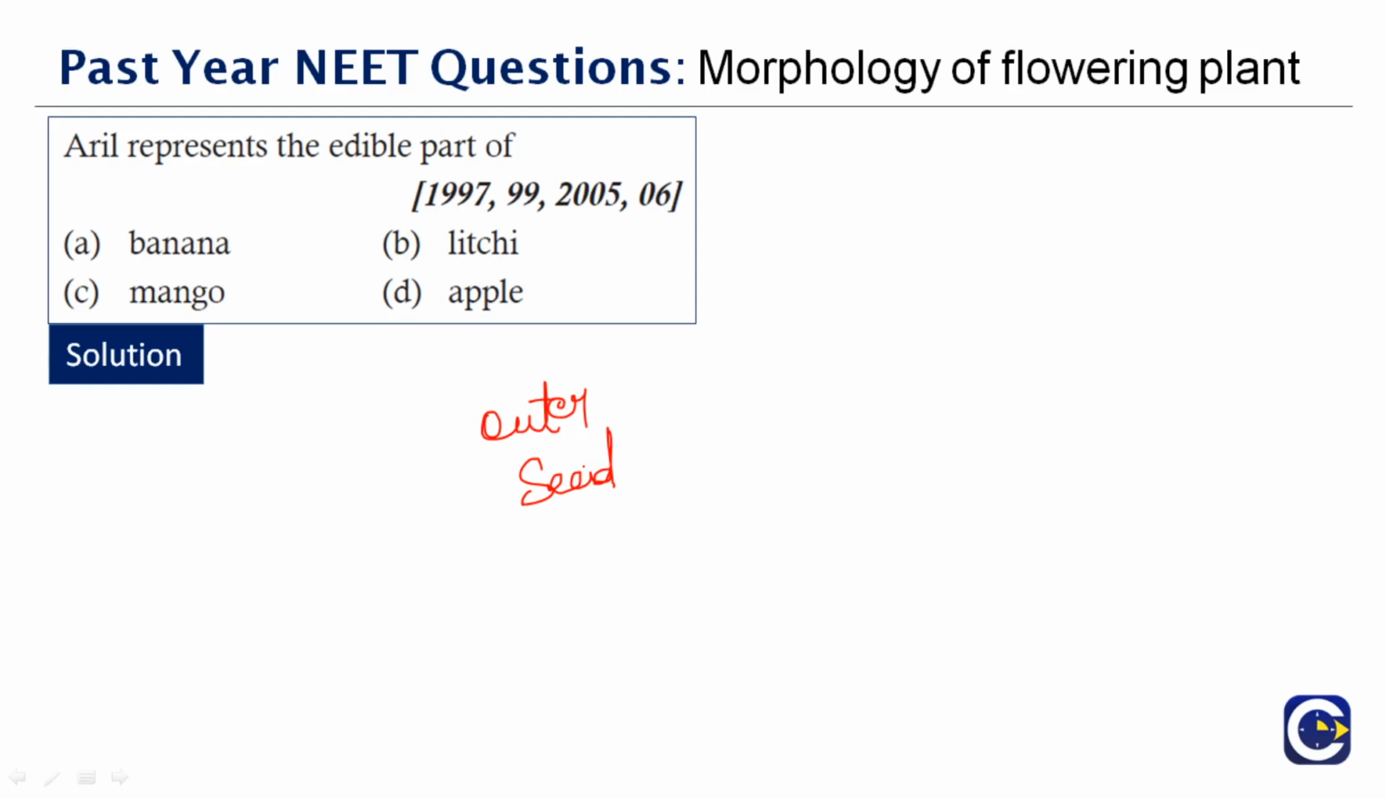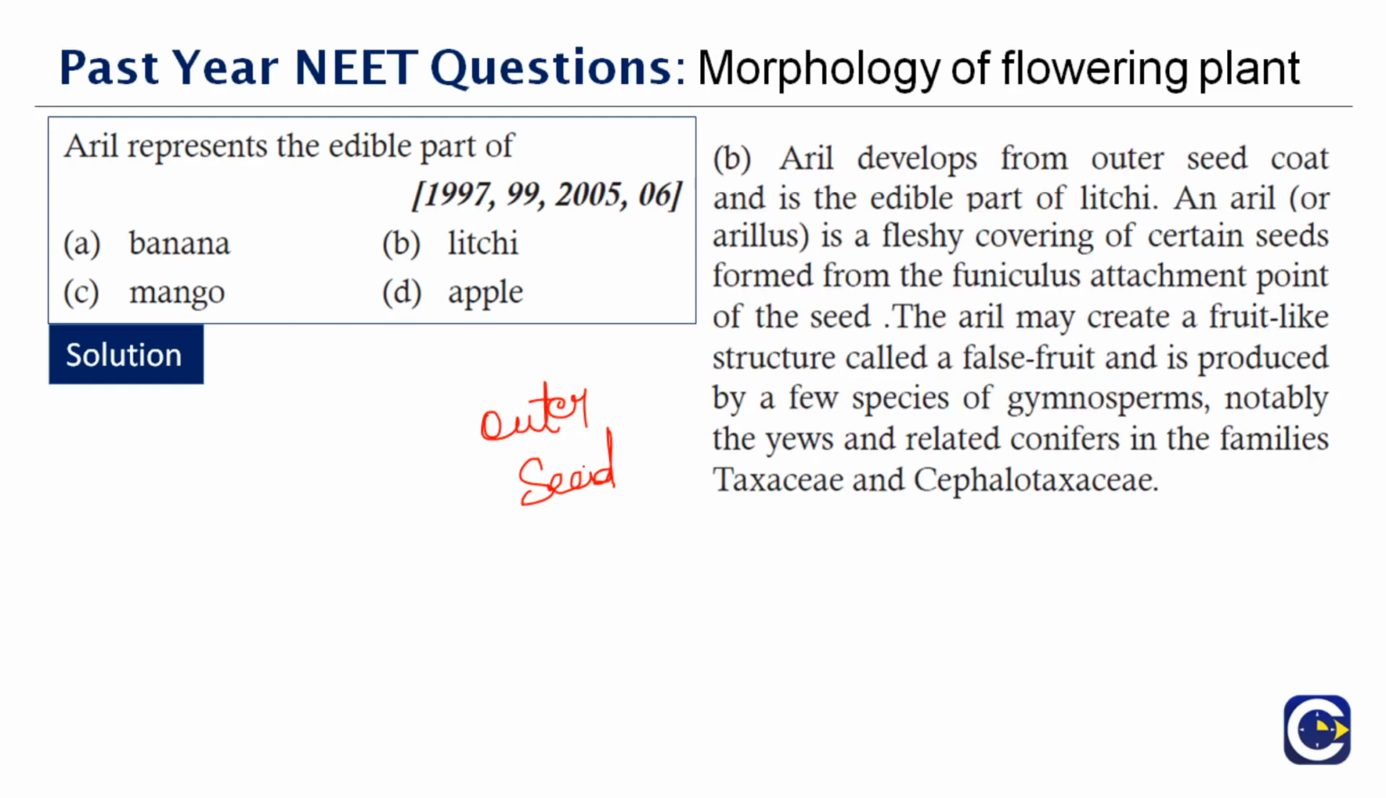They may create a fruit-like structure called a false fruit, produced by a few species of gymnosperms, notably yews. So here, if you clearly see, aril, which develops from the outer seed coat and is the edible part of the lychee, gives you a false fruit appearance. They look like fruits, notably the yews and related conifers in the families Taxaceae and Cephalotaxaceae. Therefore, aril represents the edible part of lychee. It is the outer seed coat and is the edible part of which fruit? Lychee. Therefore, the right answer is option B.